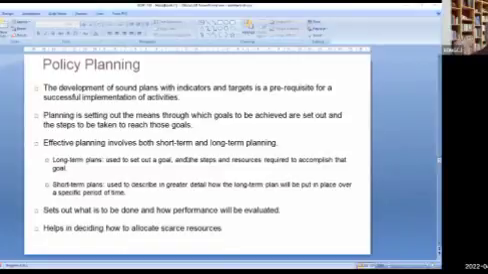So it's one thing to talk about policies, it's something to make statements, problem definition, set agenda, plan policies, but then there must be planning to get things done within time frames with proper indicators that you can use to measure success. Effective planning involves both short-term and long-term planning.